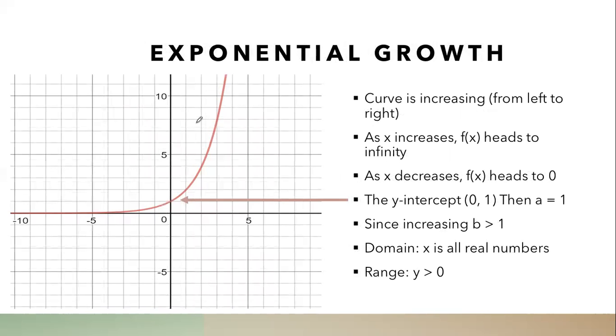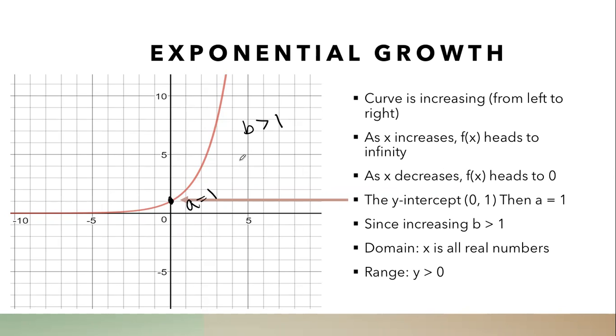Exponential growth or decay? Growth, because it's going up from left to right. We're not going to go over every single thing, but one thing I always notate on my test, if it's exponential growth, immediately I'm writing b is greater than 1. And my y-intercept's at 1, so I know a equals 1.